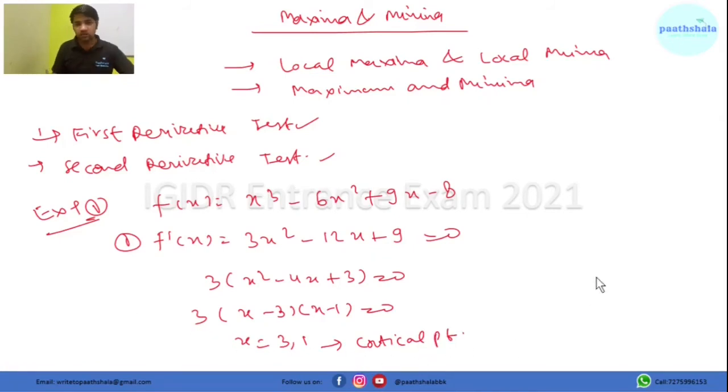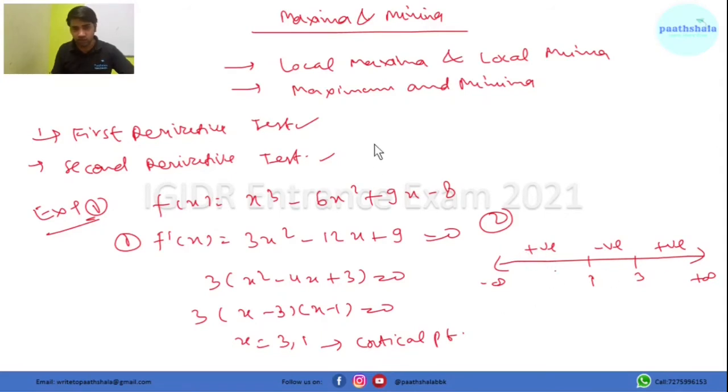After finding the critical points, we have to draw a number line by marking these points. Let's say this is 1 and this is 3, and this is minus infinity and this is plus infinity. Now we have to assess the nature of the derivative in these ranges. Let's take any value. If I take 0 in this range and put 0 here, this will come out to be positive. If we take 2, this will come out to be negative. And in this range, if we take 4, this will come out to be positive.